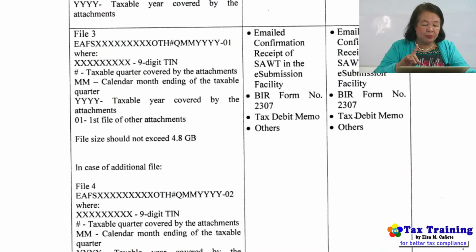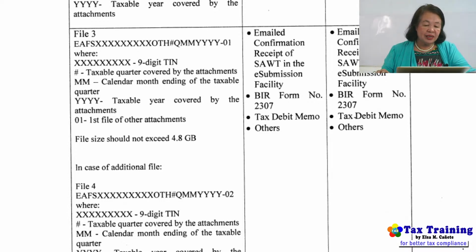Dito na po kayo magka-problema once na yung first quarter ninyo, in-attach nyo sa second quarter. Kasi yung form mismo na 2307, may date yan, diba? From this period up to this period. So magkakaproblema kayo once mali ang taxable quarter nyo. Okay, so taxable quarter covered by the attachment.